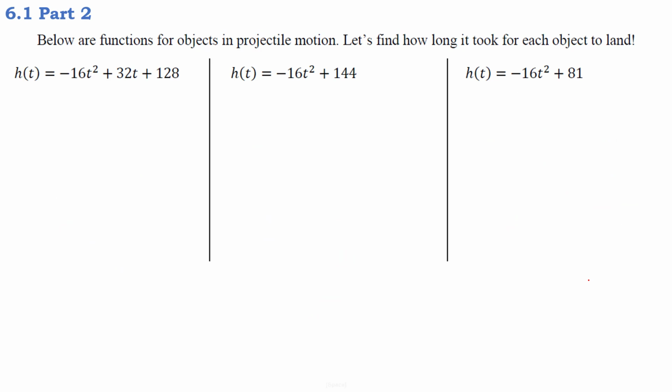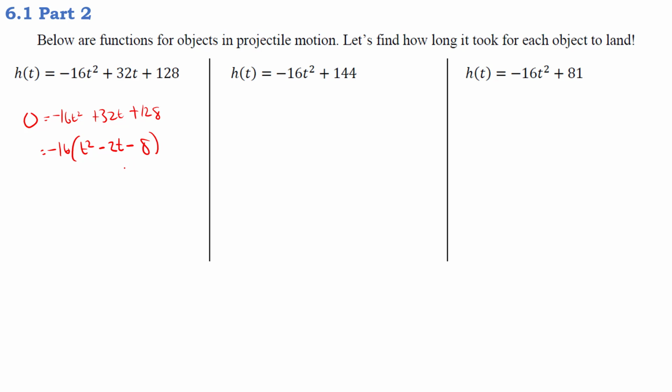All right. Do 3 more of these real quick. So again, if you do this, let's find out how long each object lands. So again, we're still doing the same thing. 0 equals negative 16t squared plus 32t plus 128. And I'm pretty sure we can factor out a negative 16. So we'll put t squared minus 2t, and then minus 8.